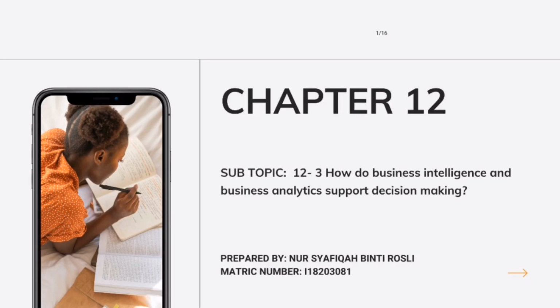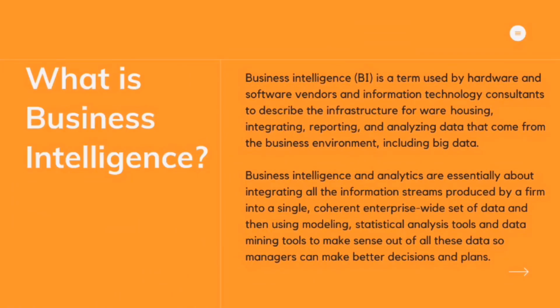We will present chapter 12, subtopic 12.3, how business intelligence and business analytics support decision making. What is business intelligence? Business intelligence (BI) is a term used by hardware and software vendors and information technology consultants to describe the infrastructure for warehousing, integrating, reporting and analyzing data that come from the business environment, including big data.